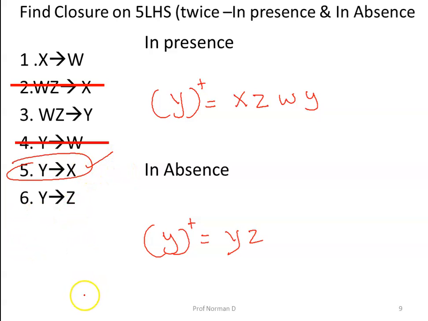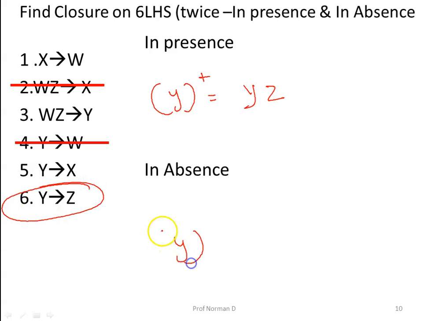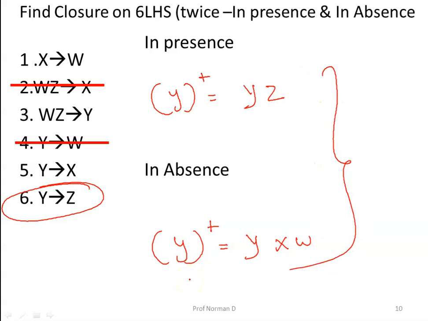Moving on to the last FD, Y gives us Z. So we calculate the closure again on Y. Now it gives us YZ, and when we ignore this FD and again calculate the closure on Y, it gives us YXW. So again the output is different. That means it is not redundant and has to be considered.